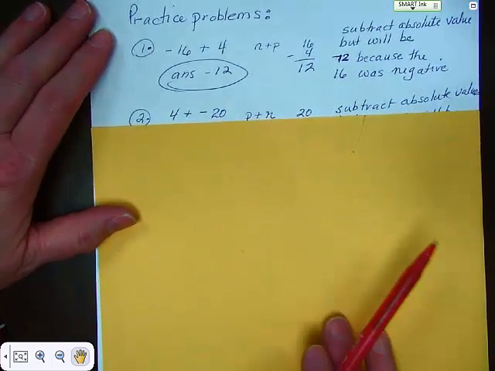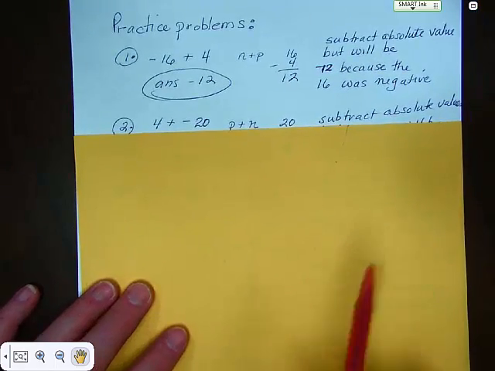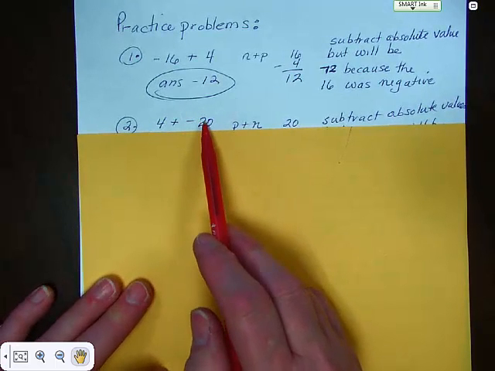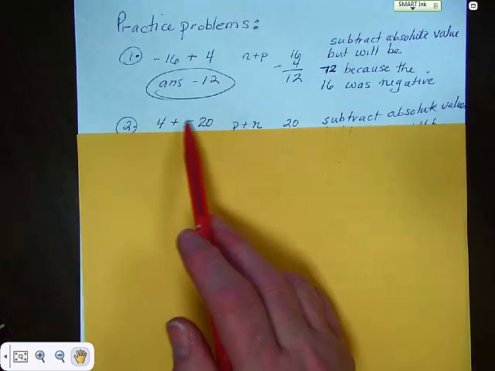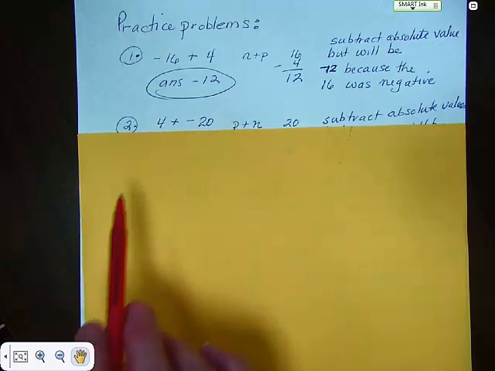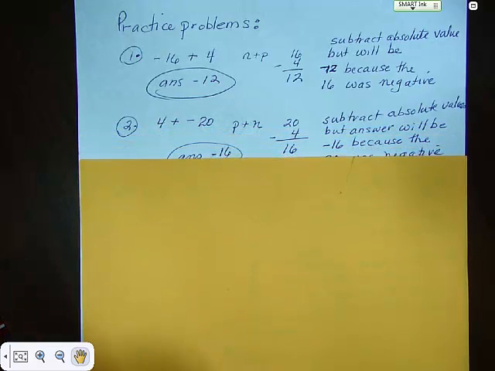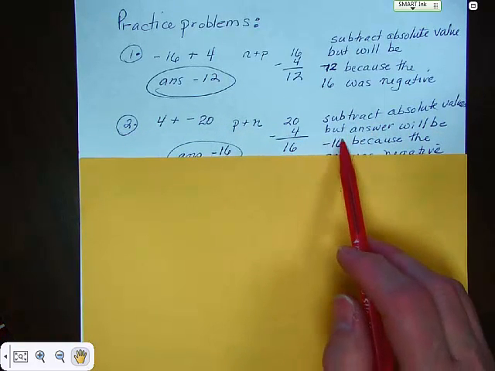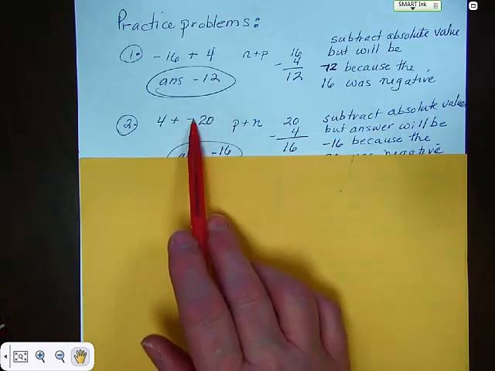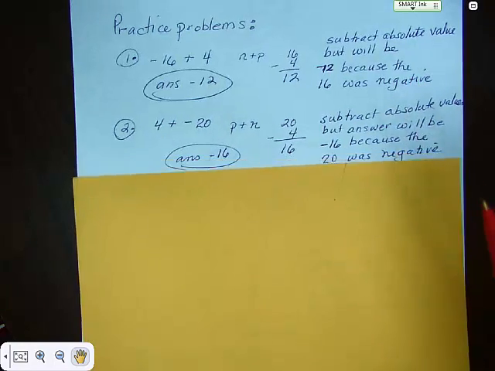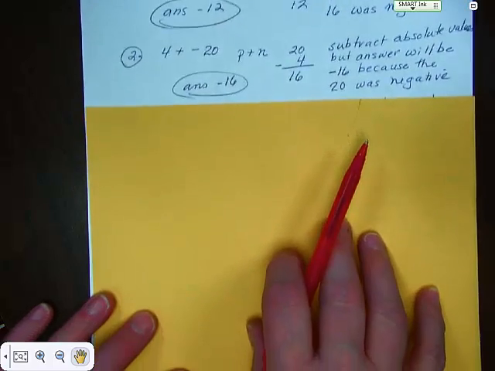Here's another one. We have a positive and a negative, so take the absolute value of 20 and 4, subtract the 2, we get 16. But the answer is going to be a negative 16 because that 20 was negative and it was the bigger one of the 2. Okay? So the answer is negative 16.